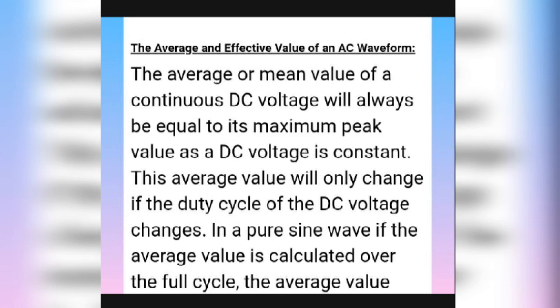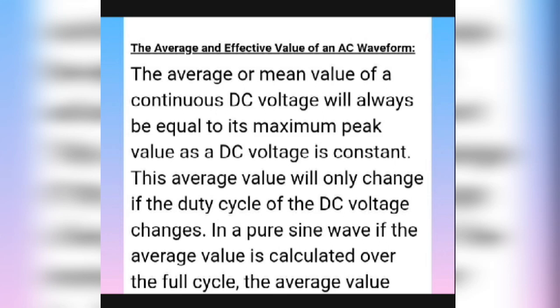We have already clearly discussed in a previous video what a waveform is and how it works on the angles. The average or mean value of a continuous DC voltage will always be equal to its maximum peak value as a DC voltage is constant. This average value will only change if the duty cycle of a DC voltage changes.